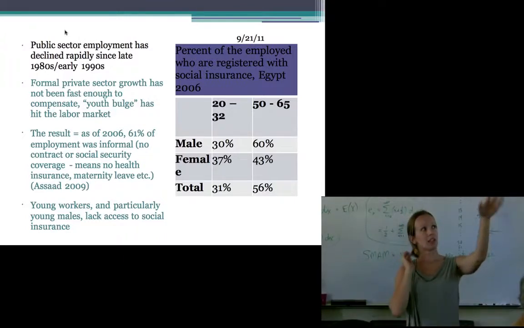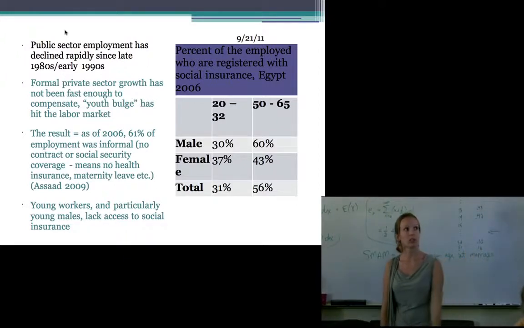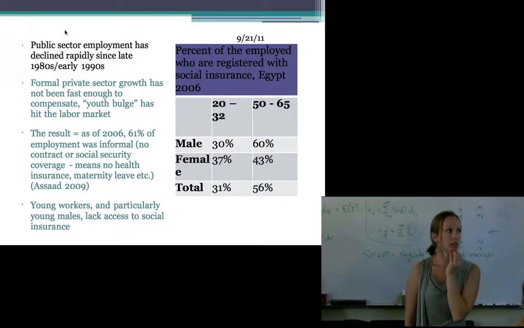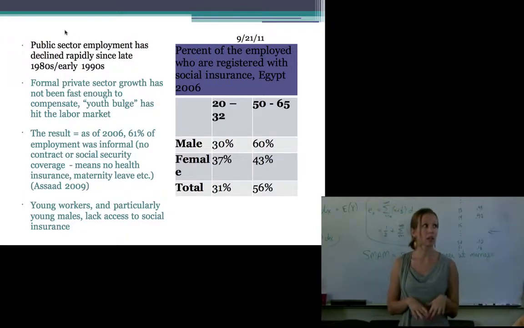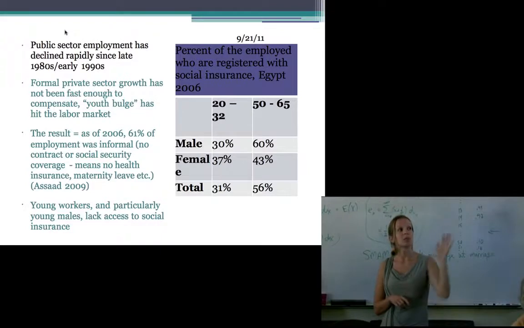As you can see, I just ran a very quick crosstab of the percentage of the employed who are registered with social insurance. Among the older generation, people who are now approaching retirement age, in their 50s and 60s, 60% of men and 43% of women have social insurance coverage. So even among these older generations, you have a fairly large number of people who are working but will not get a pension when they leave the labor market. Among the 20 to 30-year-olds, that's gone down to 30%, particularly among men.